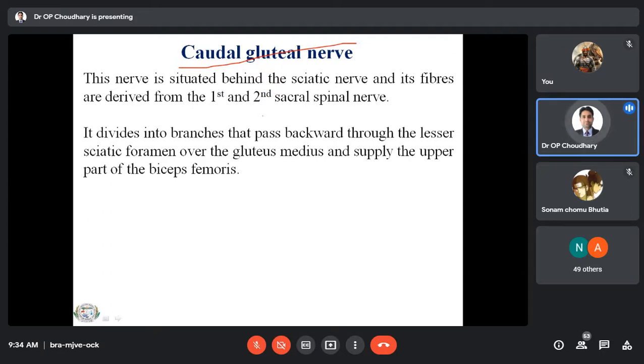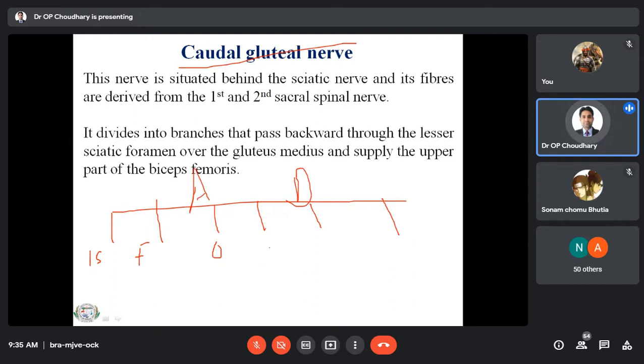lumbosacral plexus. The lumbosacral plexus usually consists of two parts. The anterior part consists of three nerves: the iliopsoas, then the femoral, and the last nerve is the obturator. Then the posterior part consists of the cranial gluteal, then the sciatic, which is the largest nerve of the body, and the caudal gluteal.